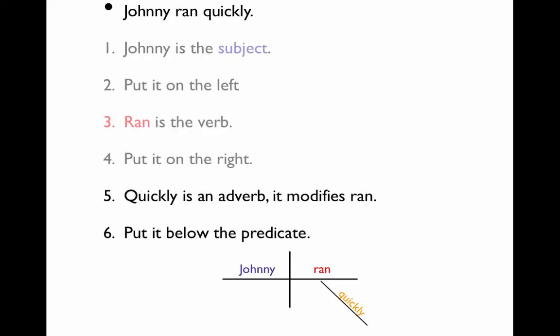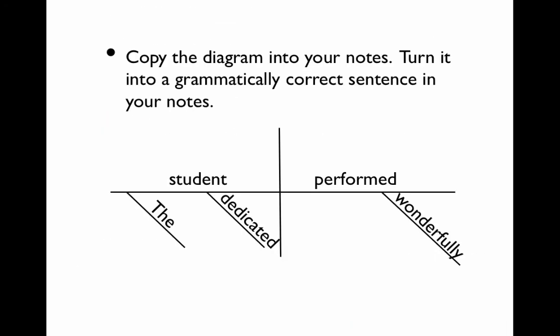Take this sentence right here, okay, the sentence diagram, and I want you guys to actually write out what the sentence should say just in grammatically correct language. Okay, so take this whole sentence diagram and write it out in a sentence. Make sure that you put punctuation in there too, because you are writing the sentence down. Did you get it? It's the dedicated student performed wonderfully.